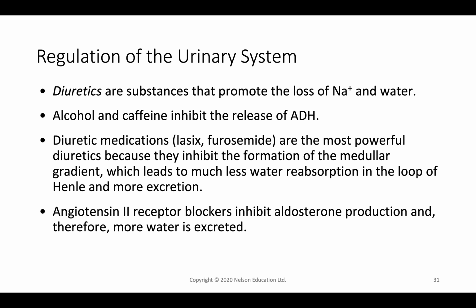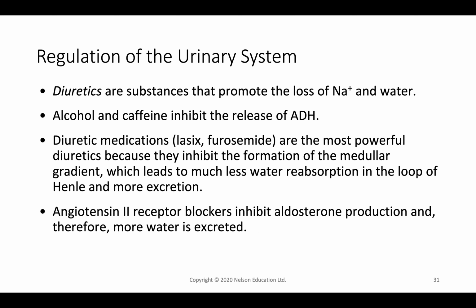Okay, as I mentioned, a diuretic is anything that's going to promote the loss of water in the system. And any time that we're having the loss of water, remember water follows sodium, so that means first we're going to have the loss of sodium. So diuretic is going to promote the loss of salt and water. So things like alcohol and caffeine, for example, are going to inhibit the release of antidiuretic hormone. So if we're inhibiting the antidiuretic, we are going to end up with a diuretic response.